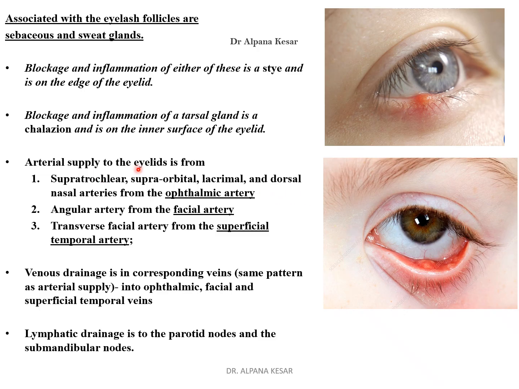Arterial supply of the eyelids is from the ophthalmic artery through its supratrochlear, supraorbital branches and also the lacrimal and the dorsal nasal branches. It is also from the facial artery through its branch called angular artery, and also through transverse facial artery, which is a branch of superficial temporal artery. Venous drainage is in the corresponding veins. Lymphatic drainage is in the parotid group of lymph nodes and also in the submandibular group of lymph nodes.